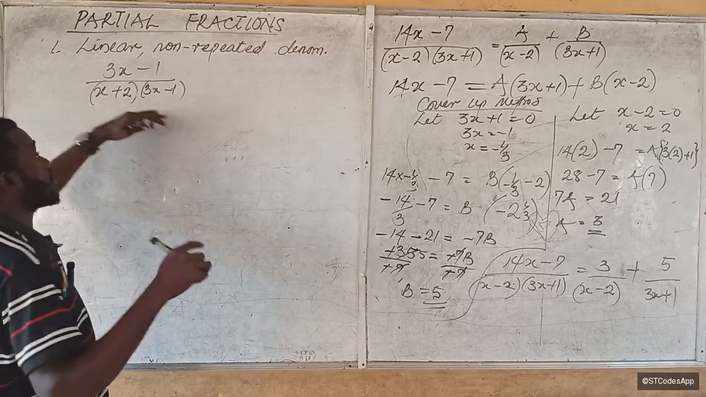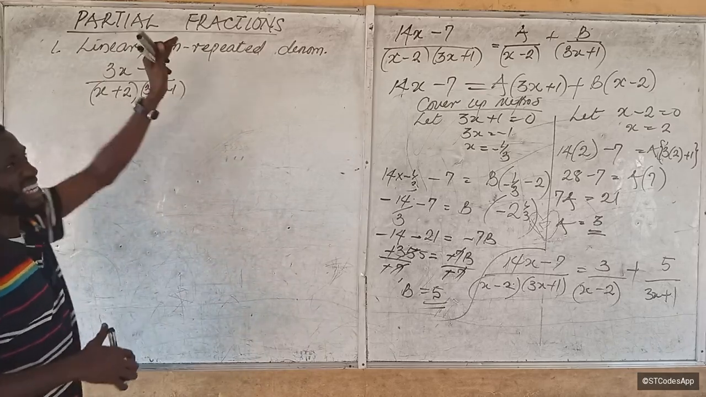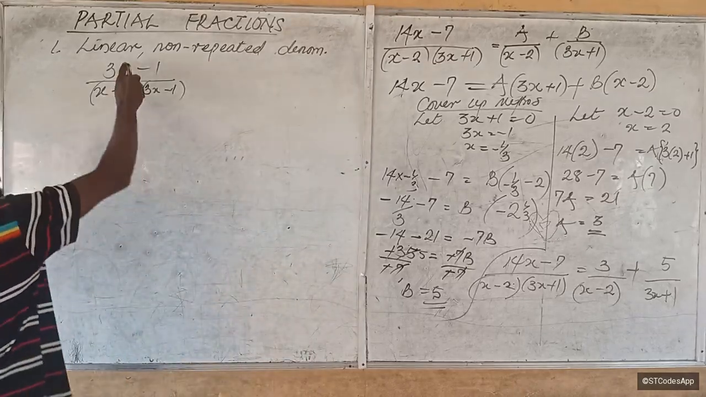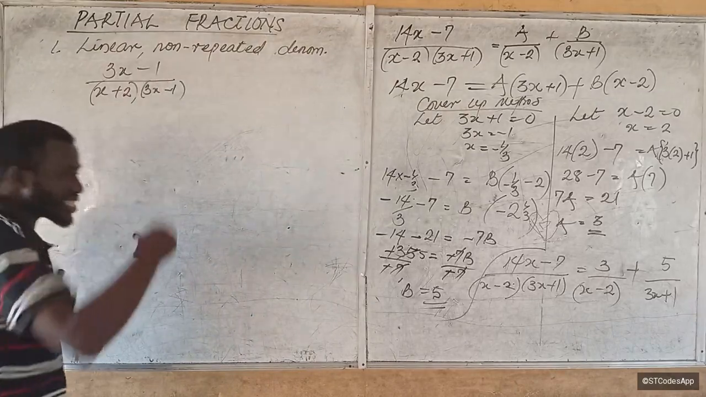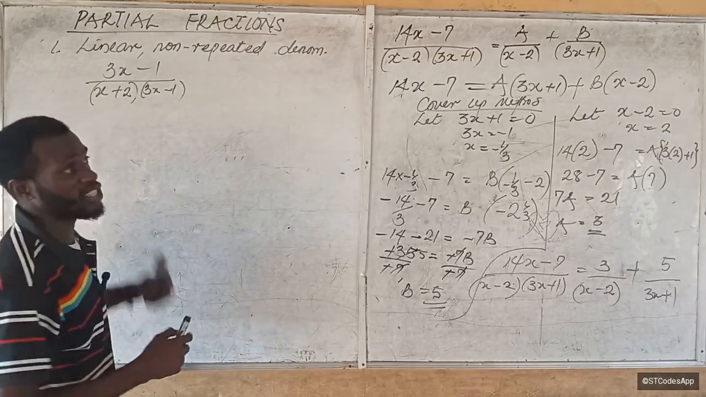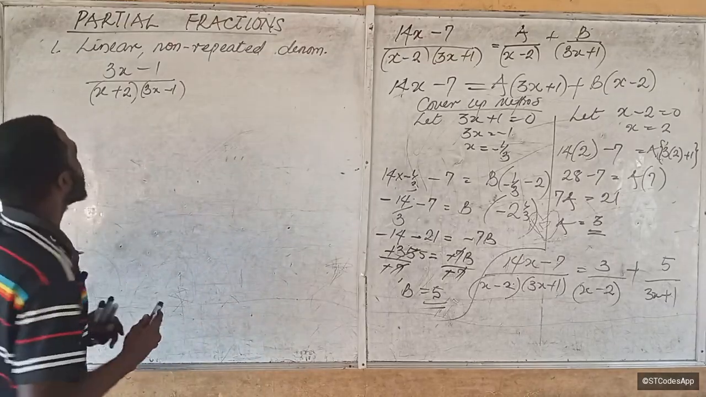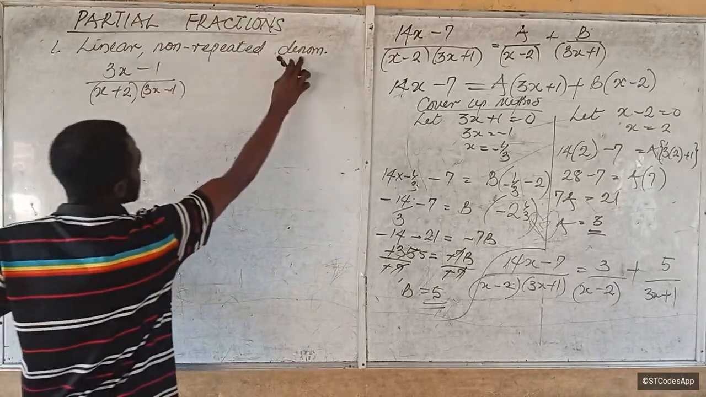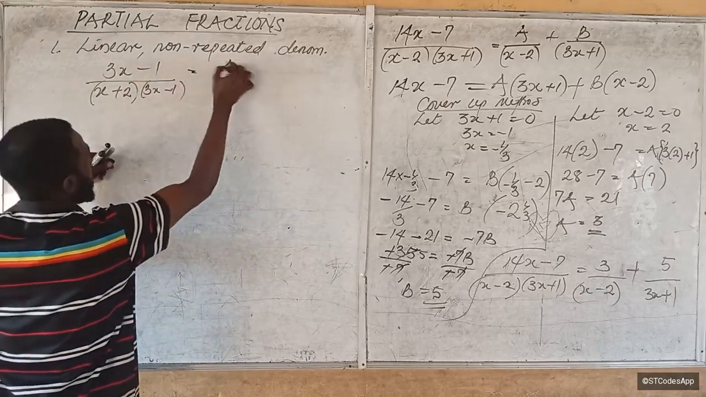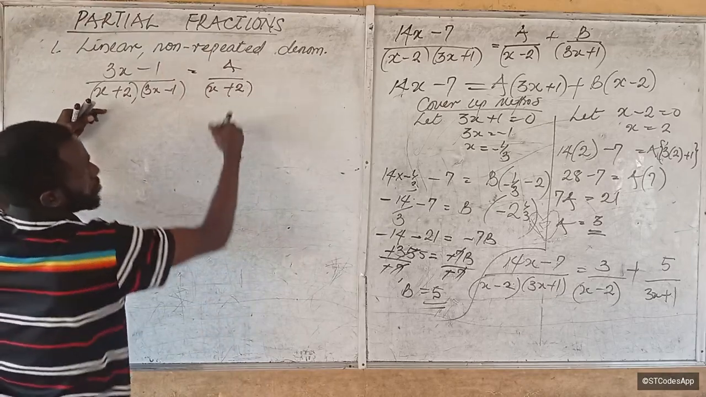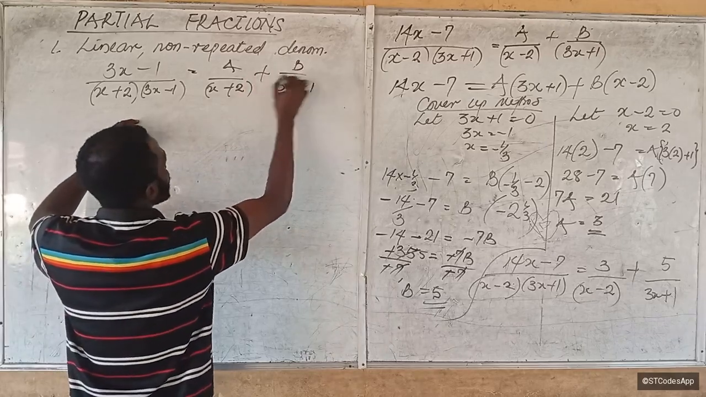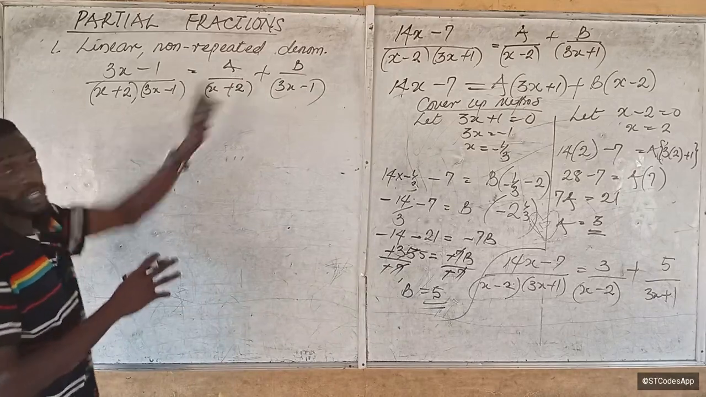So it means the denominator is greater in degree than the numerator. So you must take note of your question. If I put 2 here, they must not be in the same degree. The denominator must be of a higher degree than the numerator before you resolve. So if you look at this, there's no repeated denominator here. This can be expressed as a over x plus 2 plus b over 3x minus 1. So this is the form in which we express a question like this.